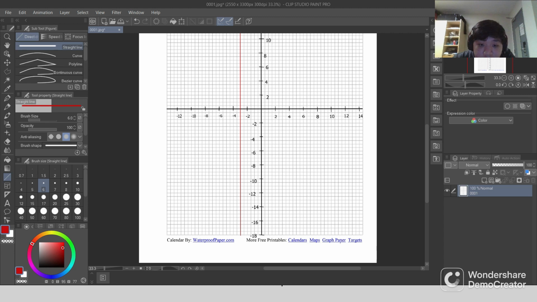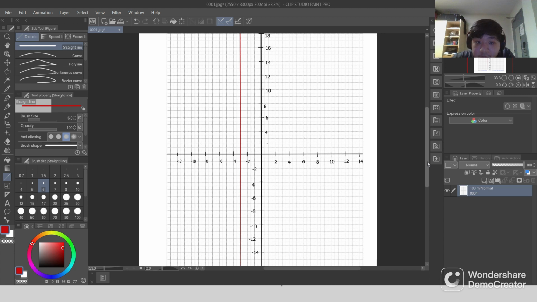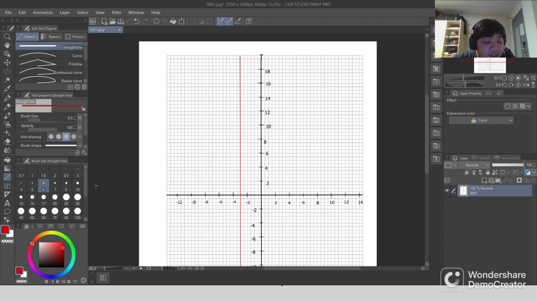There. This is the vertical asymptote of the graph. And now the horizontal asymptote should be at 3. So that means it should be around here. I'm going to put the horizontal asymptote in a green color to let you guys see it easier.